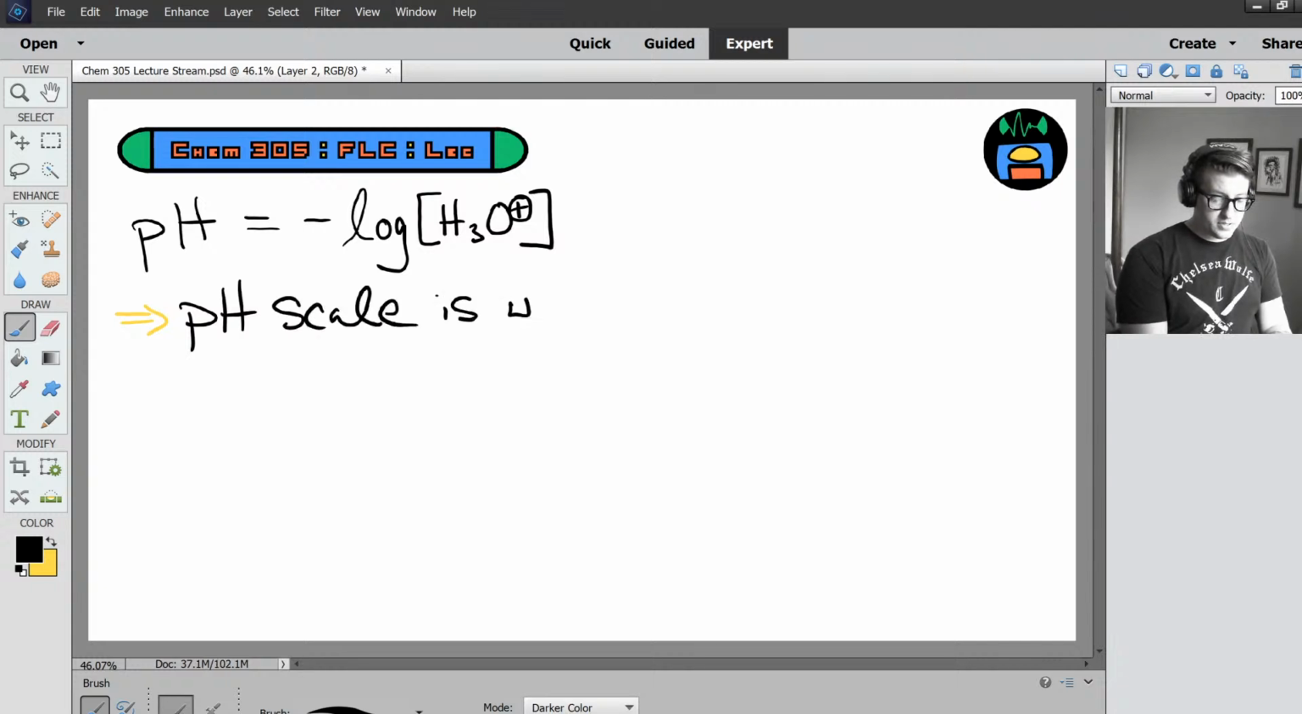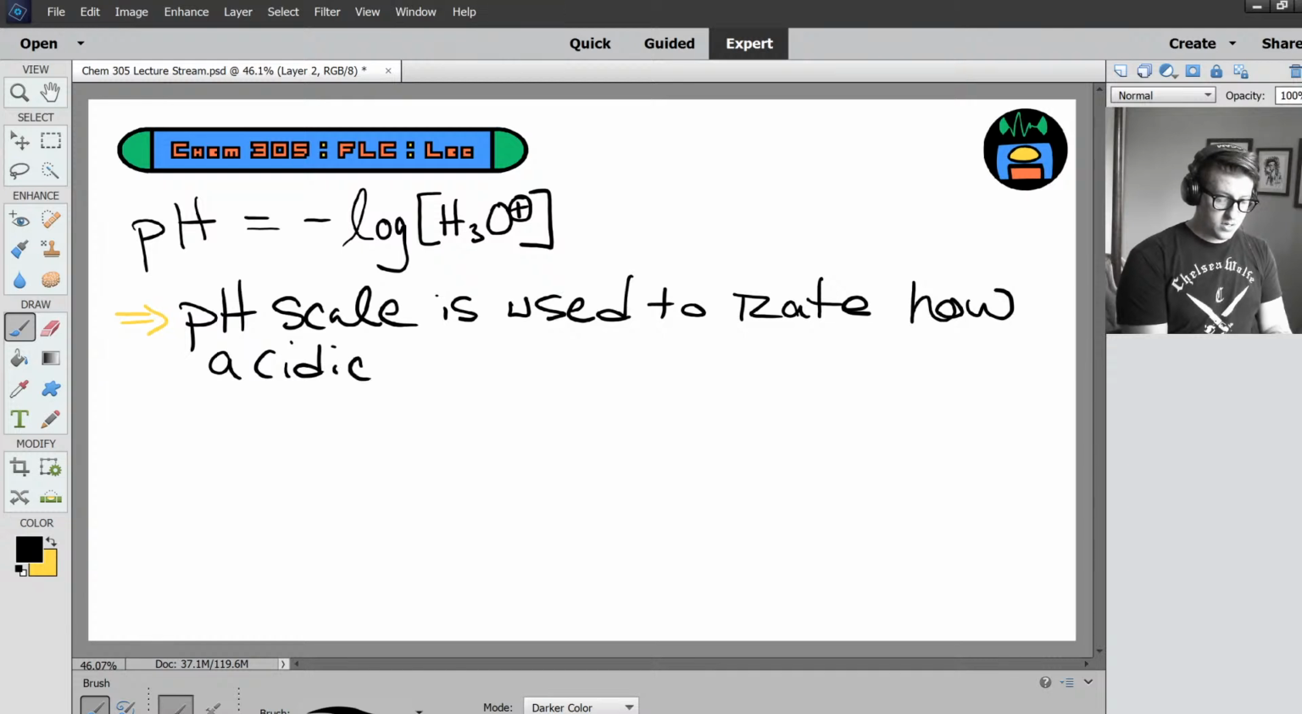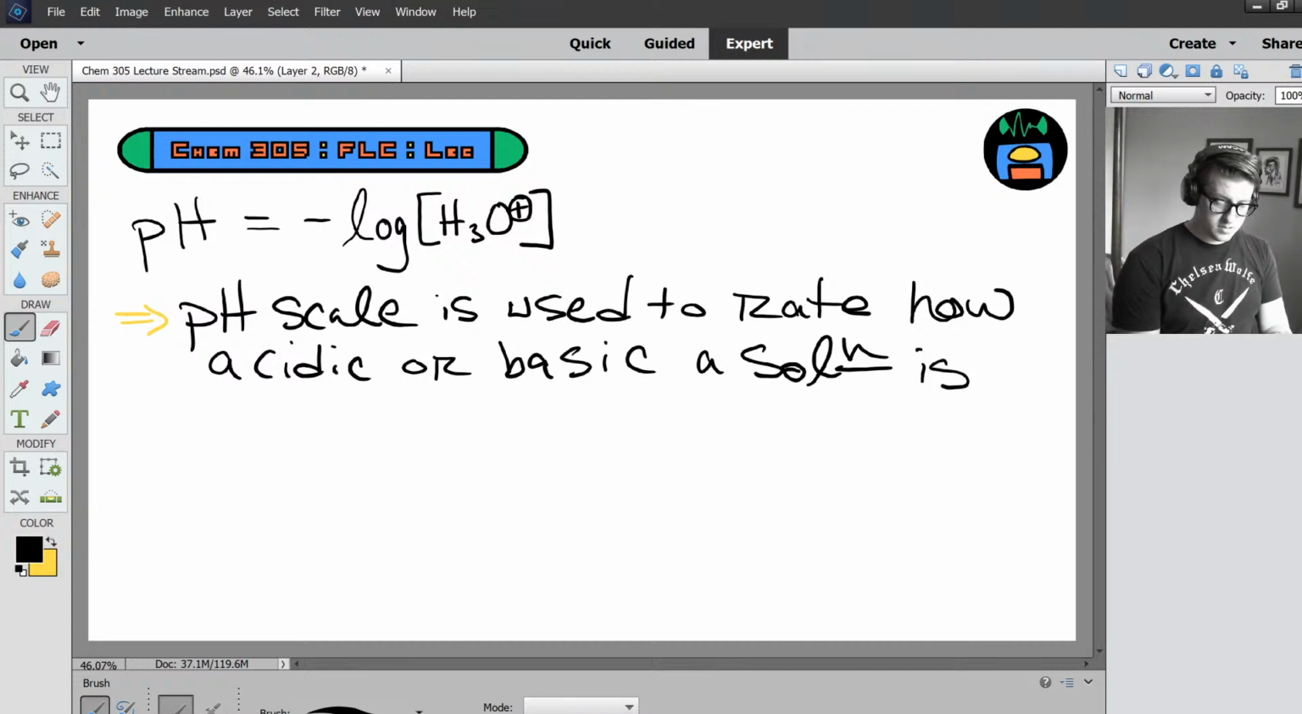The pH scale is used to rate how acidic or basic a solution is. All right.